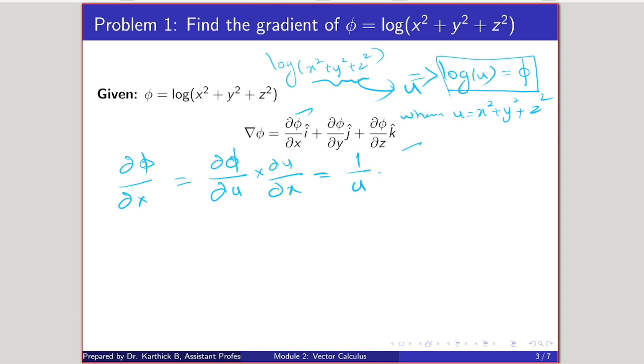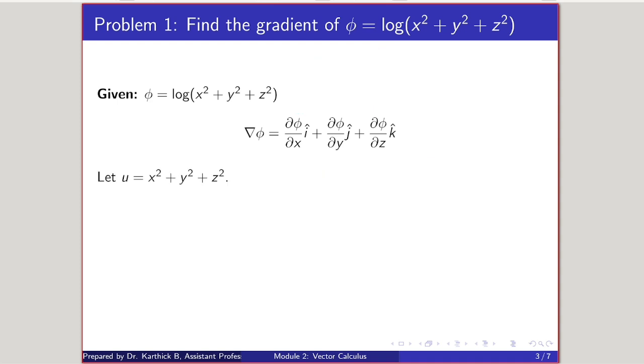It will be 1 by u, and if I differentiate u with respect to x, I will get the value 2x. Here y square has no x term, so it becomes 0. Z square also becomes 0. So it will be 2x divided by u. What do you mean by u? u will be x square plus y square plus z square. Therefore dou phi by dou x is 2x divided by x square plus y square plus z square.